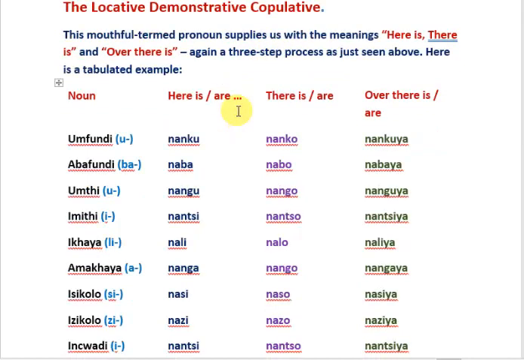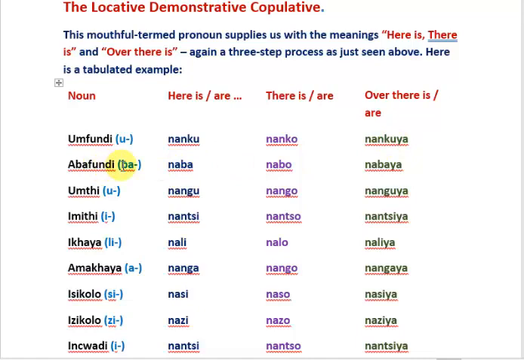So once again we have our nouns with their subject links, and I want you to focus on the difference in the procedure when the subject link is a vowel as opposed to a consonant and a vowel, or two letters. Okay. So here we have umfundi, and we want to say here he is, and we will say nanku. There he is, nanko. There he is over there, nankuya.